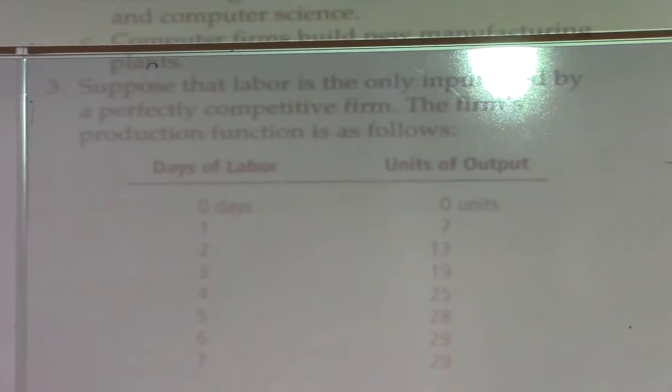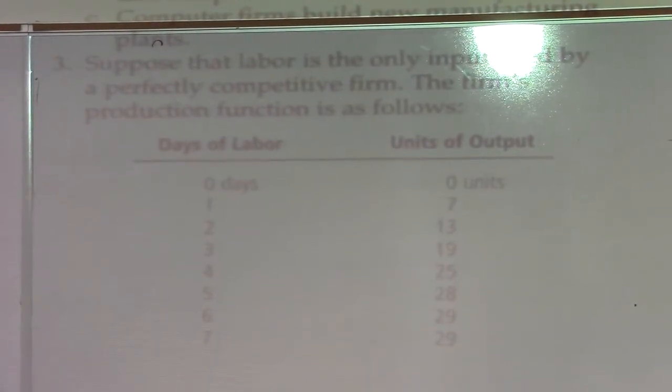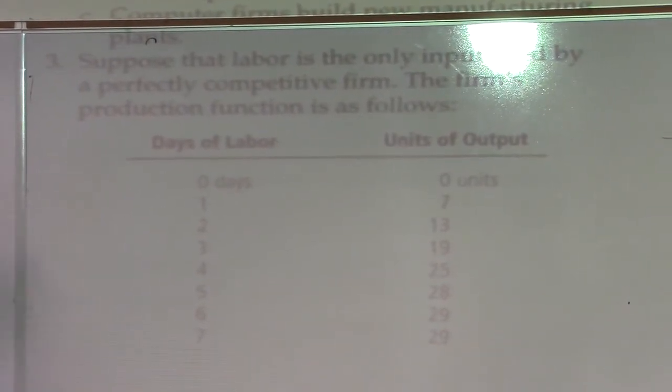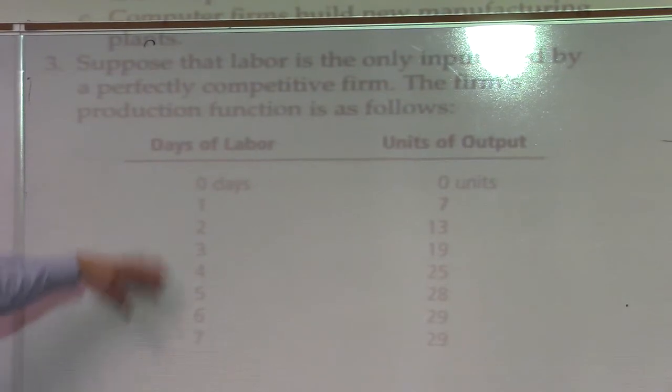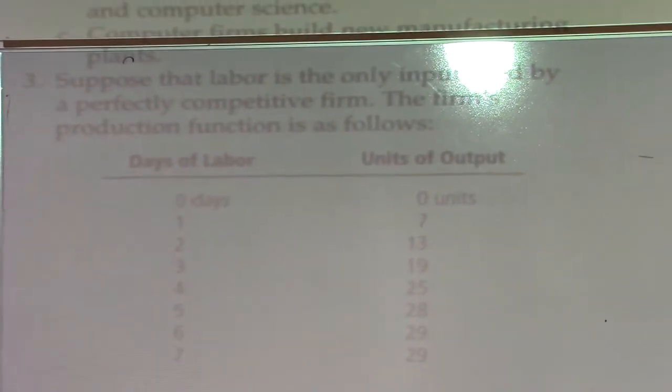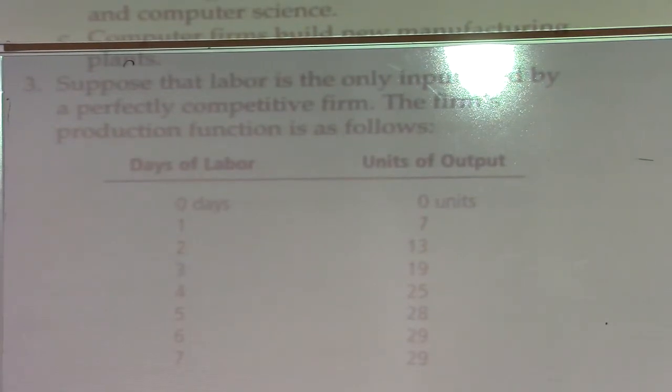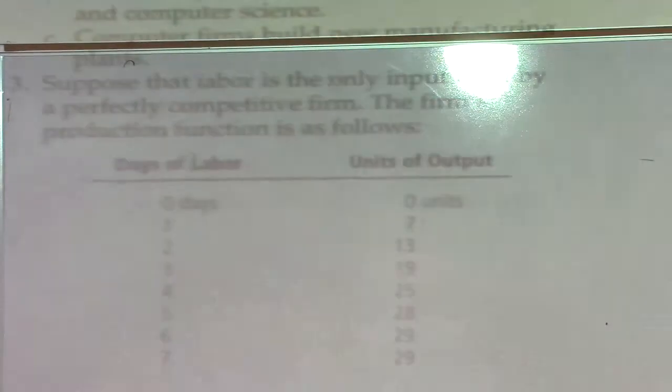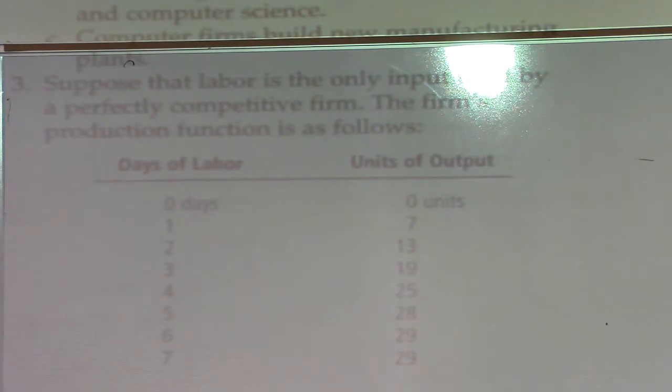Suppose that labor is the only input used by a perfectly competitive firm. The firm's production function is as follows. Days of labor, units of output corresponding to this amount of labor. The questions are, I'm going to read them because you won't be able to see them. Calculate the marginal product for each additional worker.